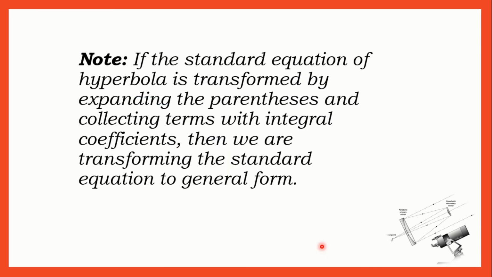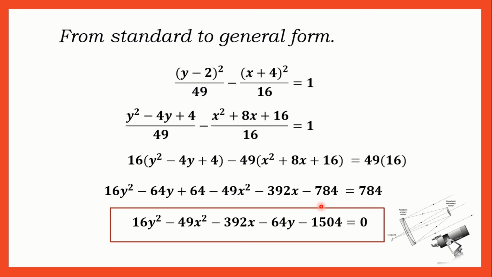If the standard equation of a hyperbola is transformed by expanding the parentheses and collecting terms with integral coefficients, then we are transforming the standard equation to general form. If the standard form of the equation of the hyperbola, the square of the quantity y minus 2 over 49 minus the square of the quantity x plus 4 over 16 equals 1, is transformed to general form, then we need to do the following.